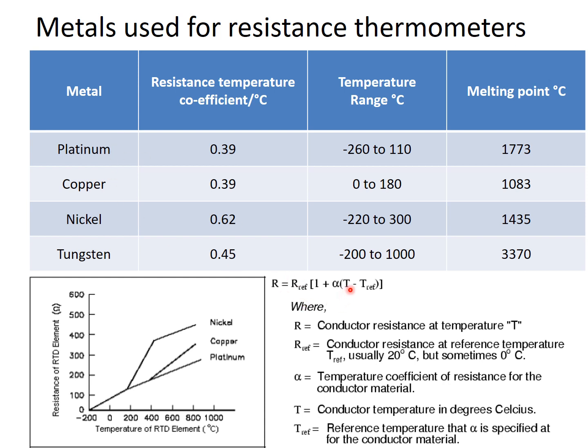Now T is the unknown temperature that is to be measured, and the reference temperature is already 0 or 20. Corresponding to this temperature, we subtract T reference from T and multiply by alpha. Alpha is the resistance temperature coefficient. Alpha, T reference and R reference are all constants, so the only variable parameter is T, the conductor temperature in degrees Celsius. If you simplify these values, we get the corresponding resistance of the metals.